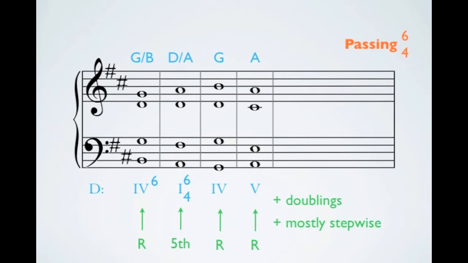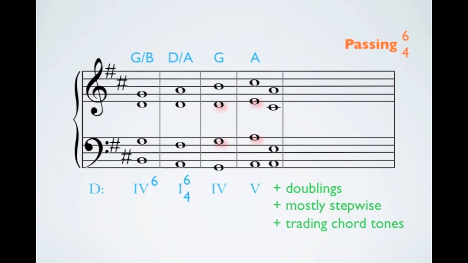It's really easy to stay mostly stepwise in this particular example. And also remember to trade those chord tones. In this case, they occur between the bass and the soprano. It's also important that you avoided the tempting parallel fifths and octaves whenever you move from 4 to 5.